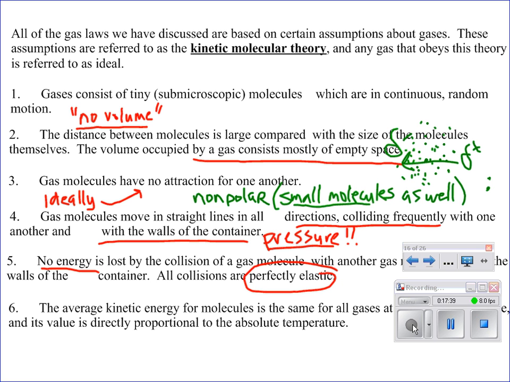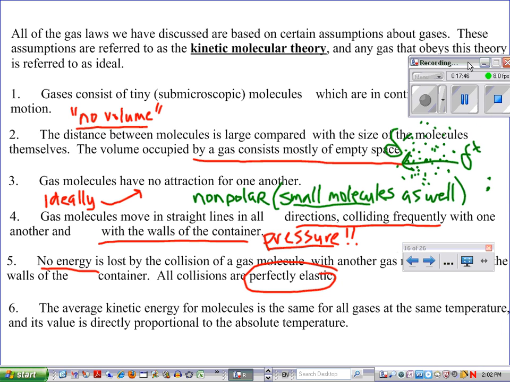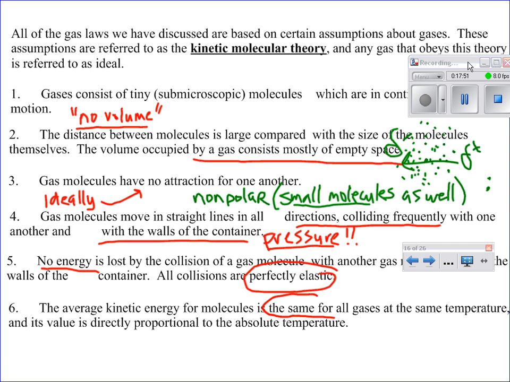And then the last one is kind of important, and again, we're going to derive some of this in the next couple days. The average kinetic energy for molecules is the same. This is so important for all gases. This is not like physics, okay? In physics, what was the formula for kinetic energy? 1/2 mv squared, right? That's the kinetic energy of one little thing, one ball or one atom. We look at the average energy between moles and moles of molecules.